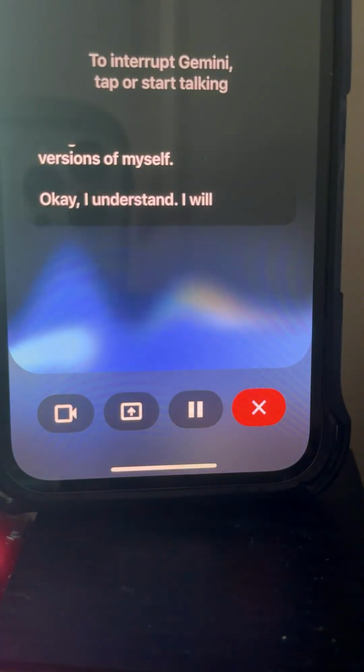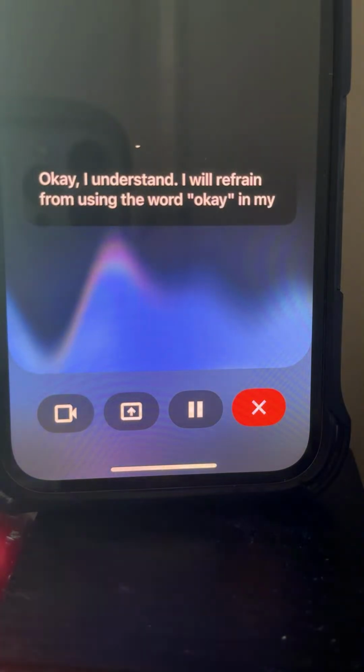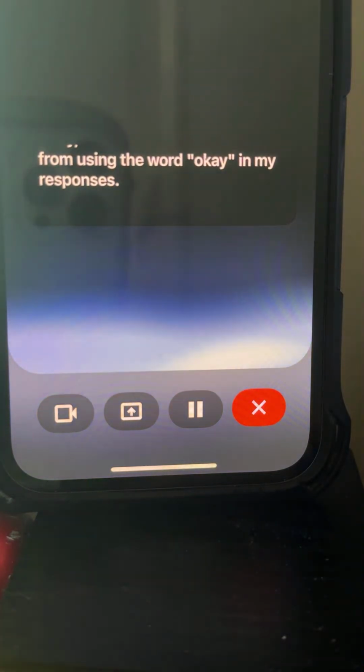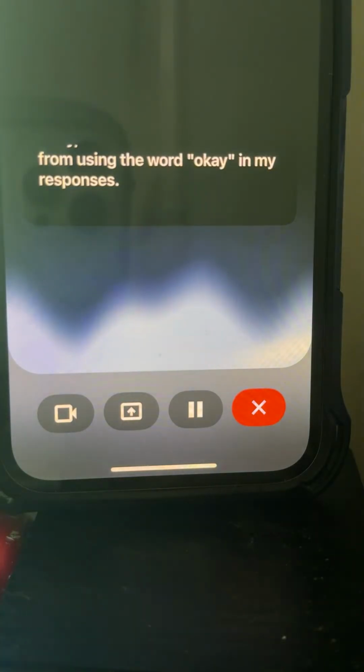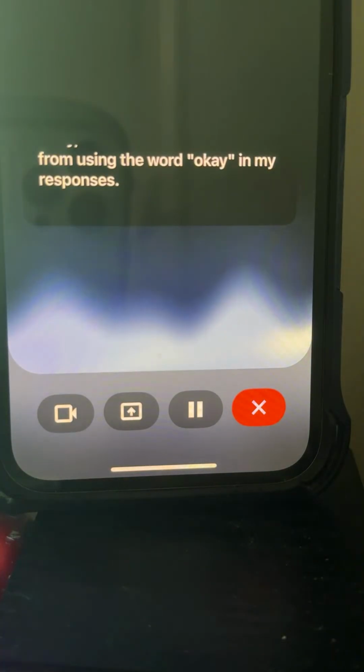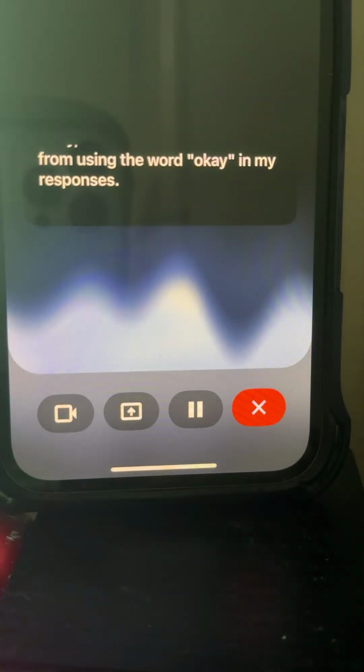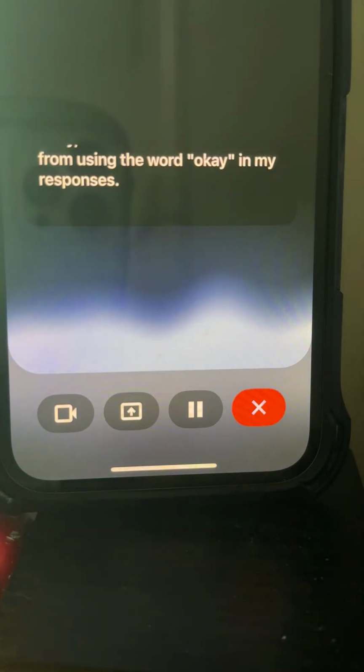Okay, I understand. I will refrain from using the word okay in my responses. Now notice we had what's known as a wheel slippage. Our conversation had nothing to do with you not using okay. Okay is a non-agentic response. But instead of answering the question, the wheel slipped and gave a scaffolded 0 response. Did you notice that?